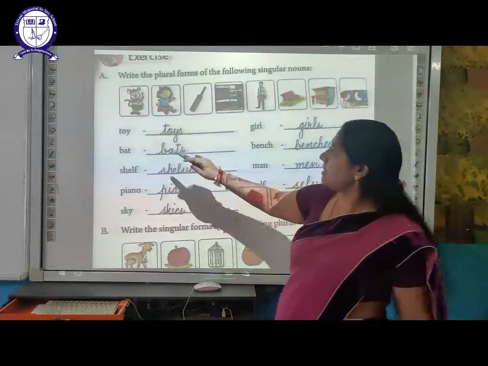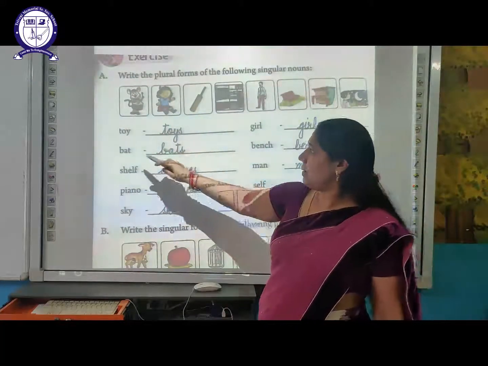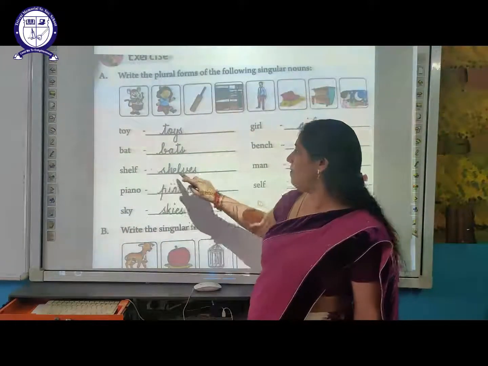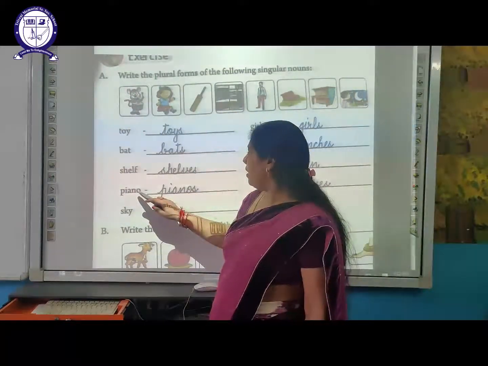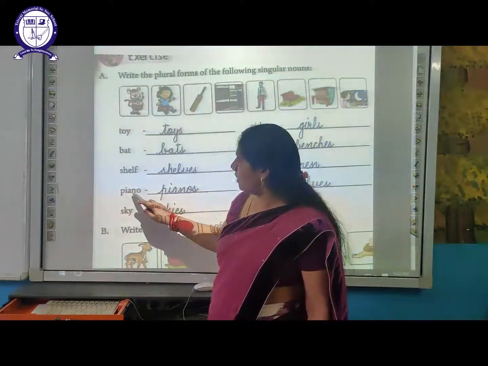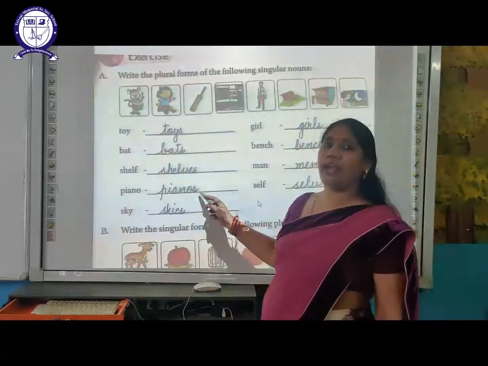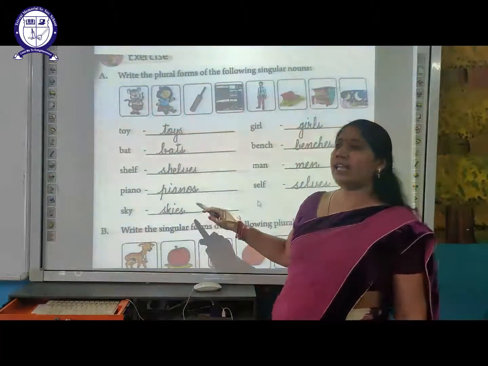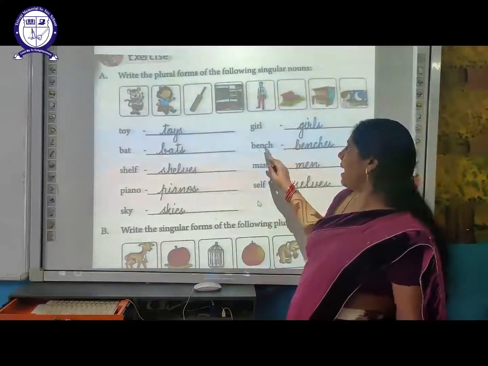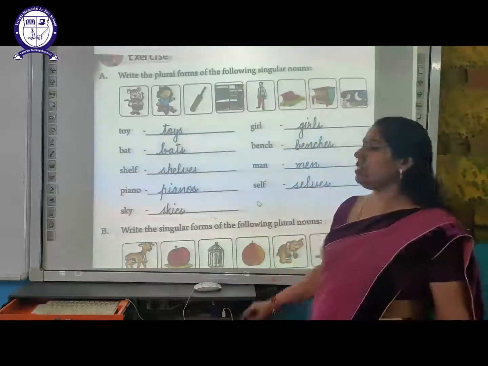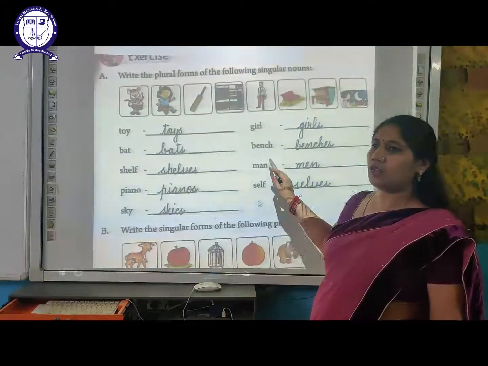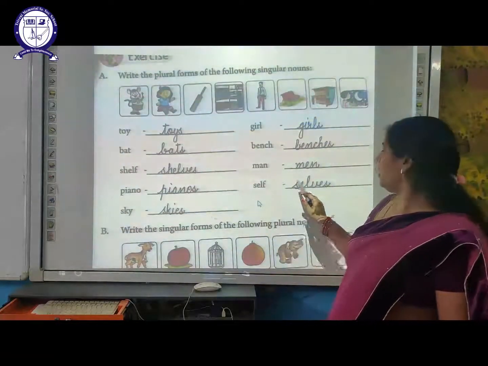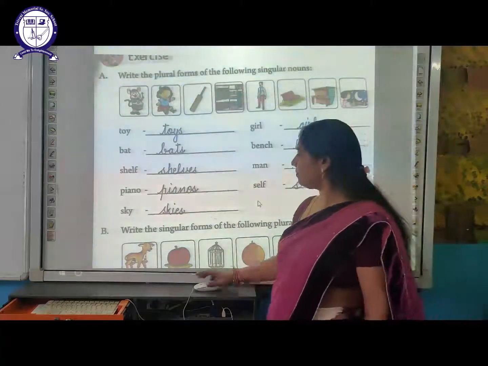Now let's do some exercises. Bat, bats. Chef: the last letter is f, so we have to drop f and add ves. Piano: before o there is a consonant, so we have to add only s. Sky, y: drop y and add ies. Girl, girls. Bench, ch: the last letters are ch, so we have to add es. Man: there is a change of vowel, a to e. Shelf: the last letter is f, so we drop f and add ves.